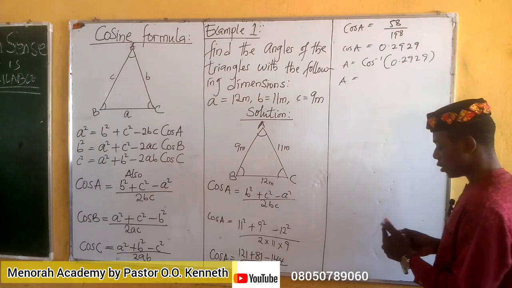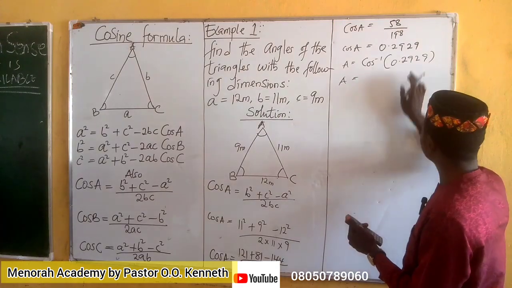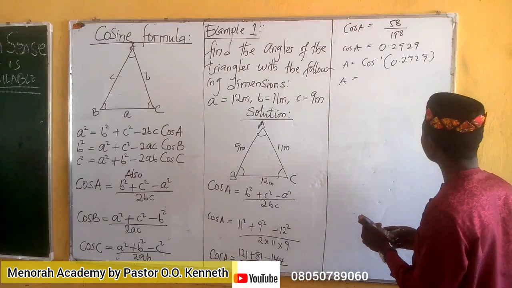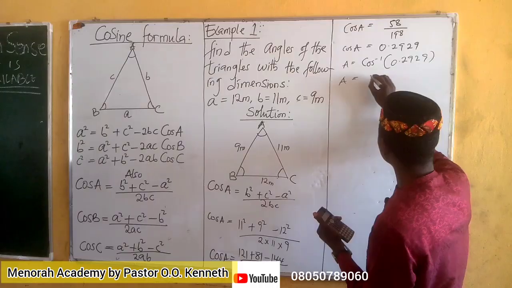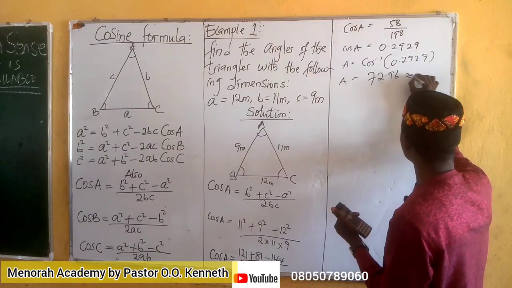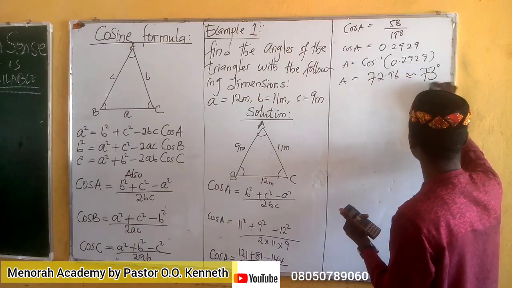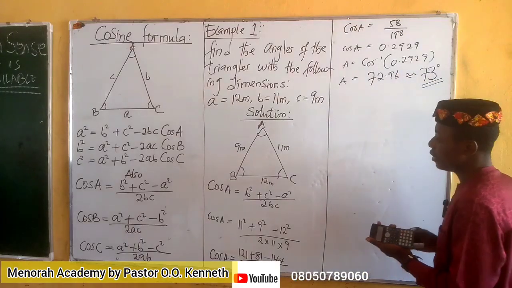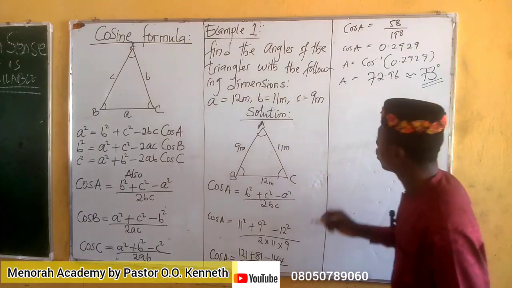You press shift, then press your cos, then write this number. 0.2929 is going to give me 72.96. So approximately it's going to give me 73 degrees. So you see, side A, angle A now is 73 degrees. So now we find angle B.